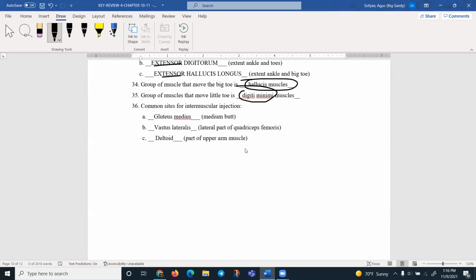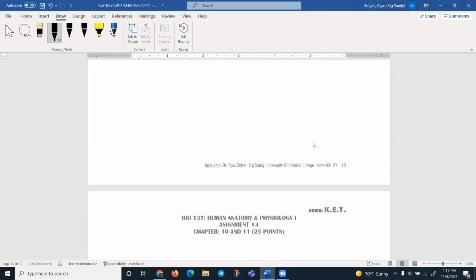The 3 main sites of IM injection: gluteus medius, this is the medium part on the side of our buttock. And then vastus lateralis, which is part of the quadriceps femoris muscles on the side. And of course, the most common one is the deltoid muscle located in the shoulder. Okay, so this is the shoulder muscle, and these are the 3 common sites for IM injection.